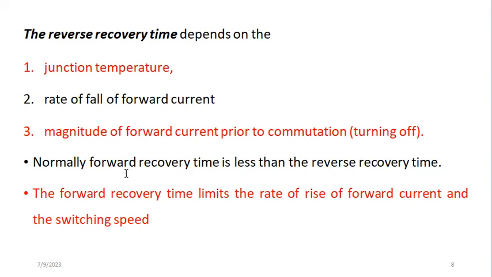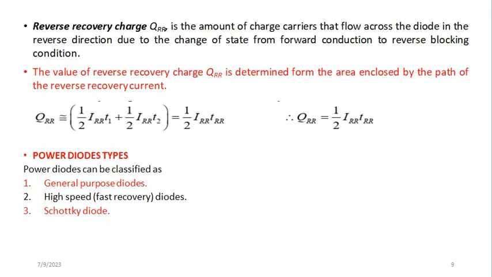Okay, normally the forward recovery time is less than the reverse recovery time. That's why our attention is much on the reverse recovery time. The forward recovery time limits the rate of rise of the forward current and the switching speed, because the time is very small for the forward, and that is why the forward current rise is also limited with respect to that time, and also the switching speed is limited because of that time.